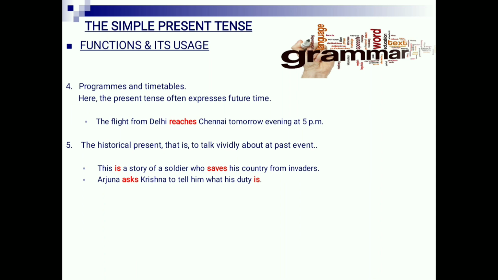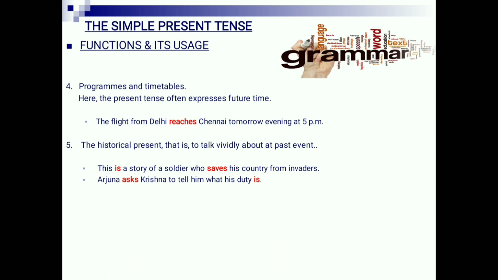The next function is when we are telling programs and timetables, that time we have to use simple present tense. See, the present tense often expresses future time also. We can express future time, but we have to use simple present tense over there. For example, the flight from Delhi reaches Chennai tomorrow evening at 5 p.m. Now, the flight from Delhi reaches Chennai.